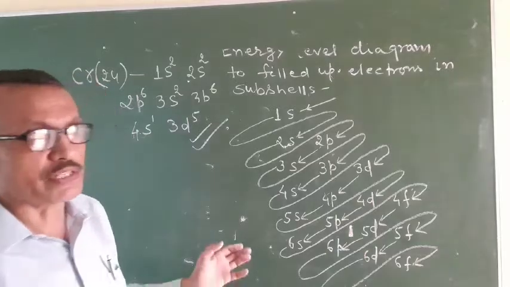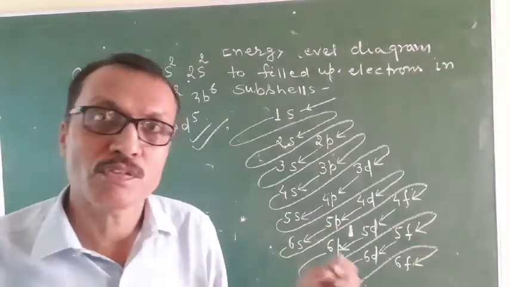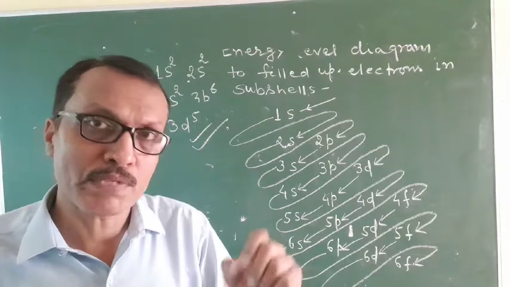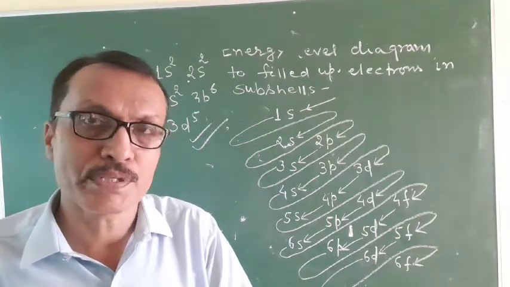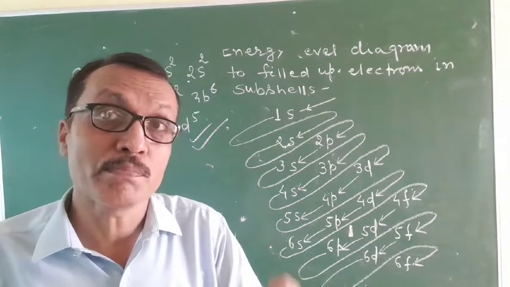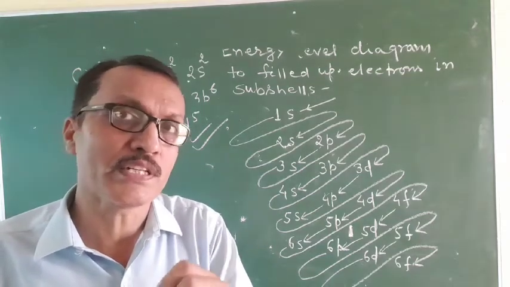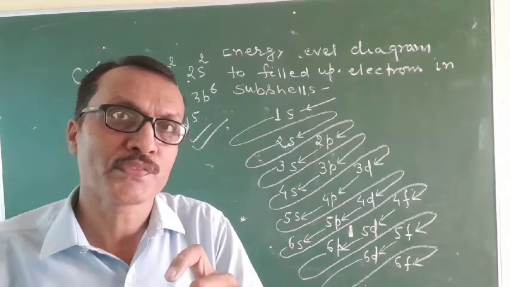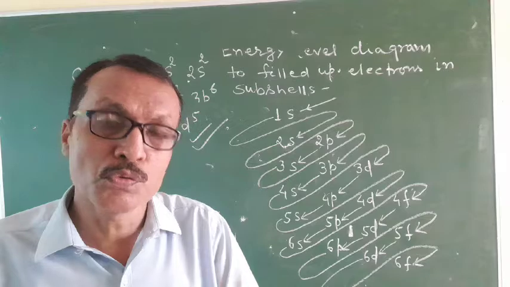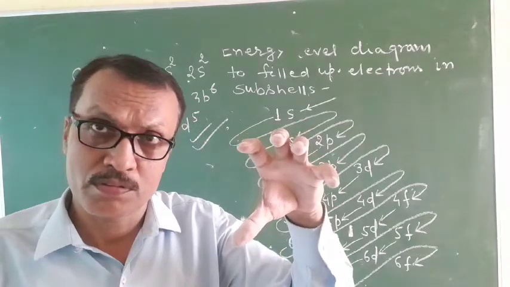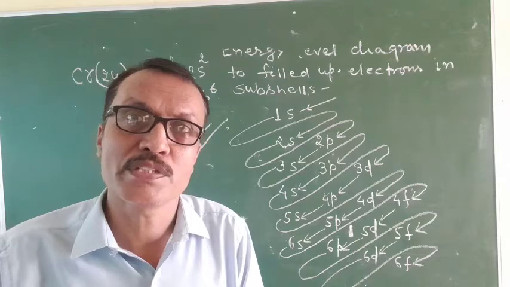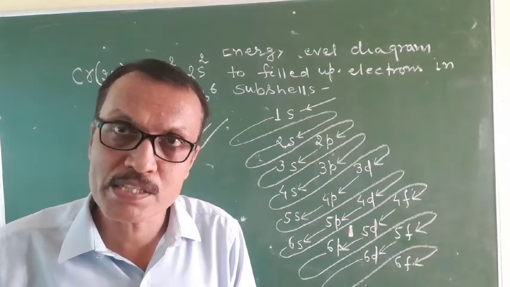Now students, I hope from this video you will benefit, and you must practice electronic configuration of elements from atomic number 1 to atomic number 30, which is zinc. So hydrogen to zinc. It is expected from students of class 10 to solve the electronic configuration from hydrogen to zinc, and you have to practice at home.